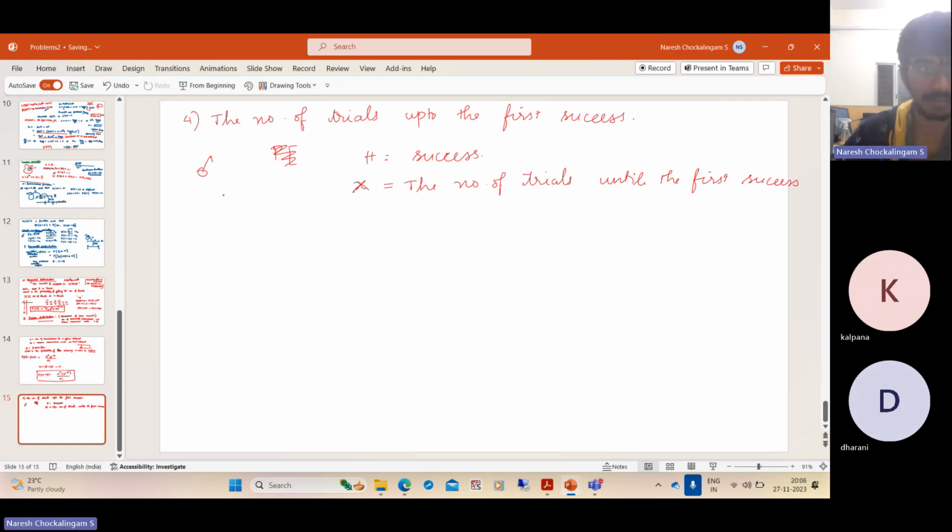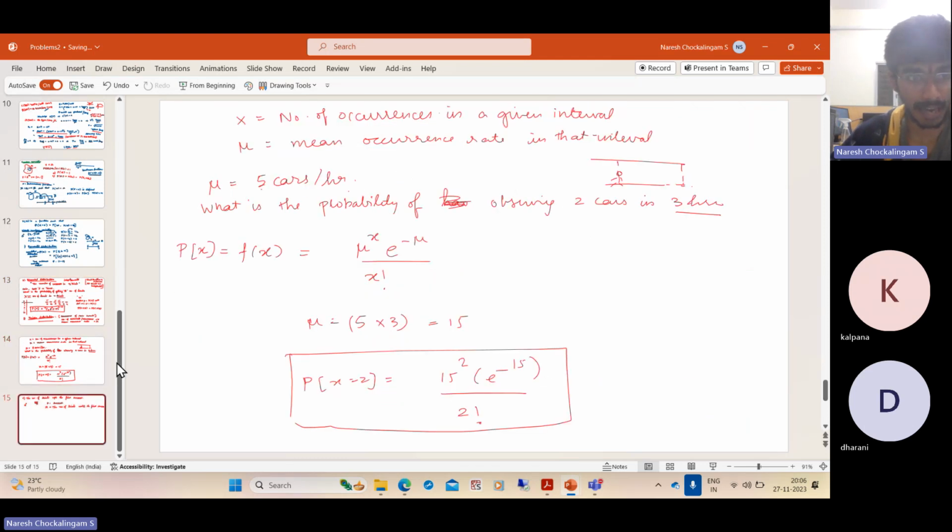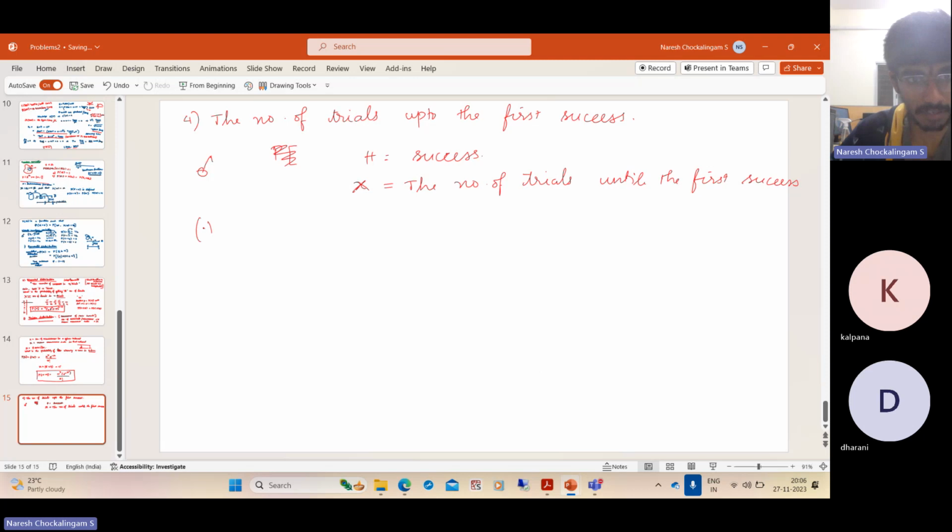Right? You can see the difference. In the first case, in the binomial distribution, you're looking at the number of successes in a fixed number of trials. In the geometric distribution, you are concerned with the number of trials required until the first success.